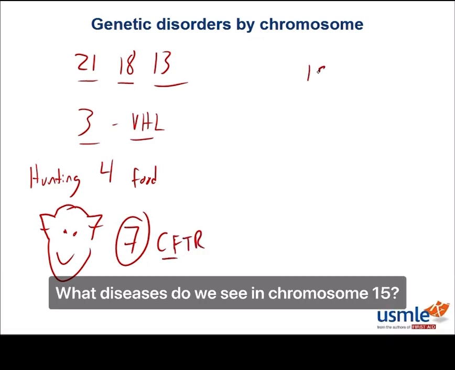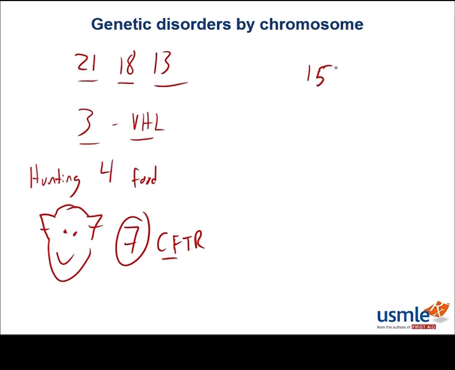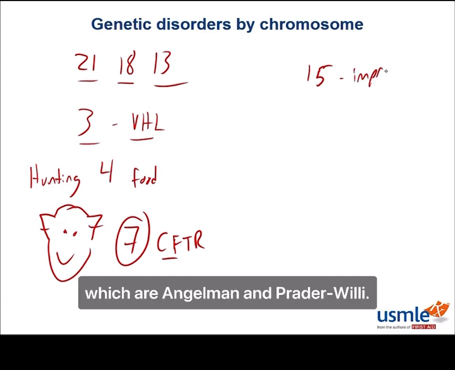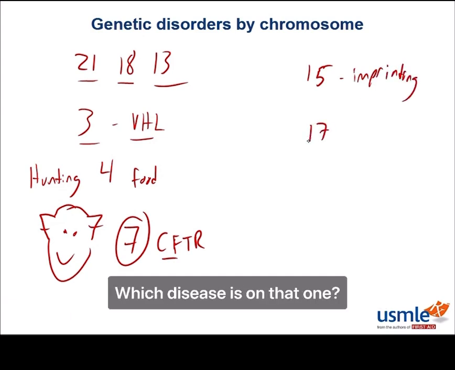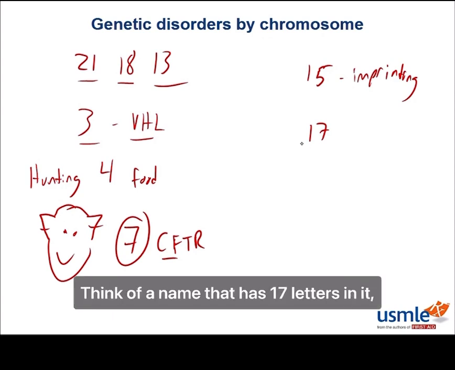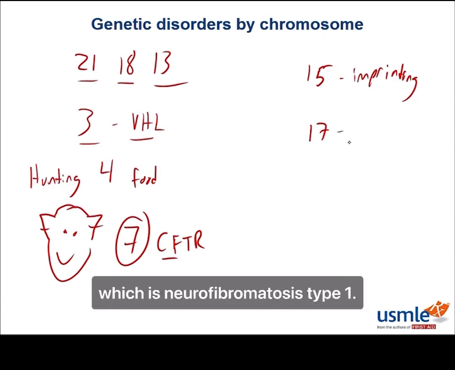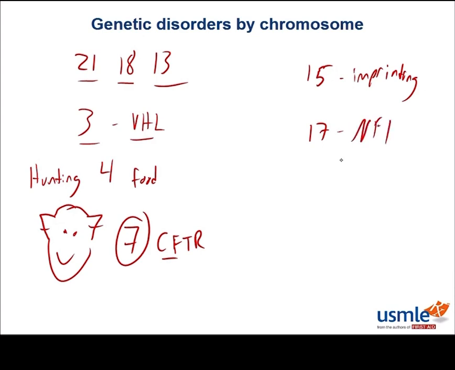What diseases do we see in chromosome 15? Both of our imprinting diseases are here, which are Angelman and Prader-Willi. And how about for chromosome 17? Which disease is on that one? Think of a name that has 17 letters in it, which is neurofibromatosis type 1.